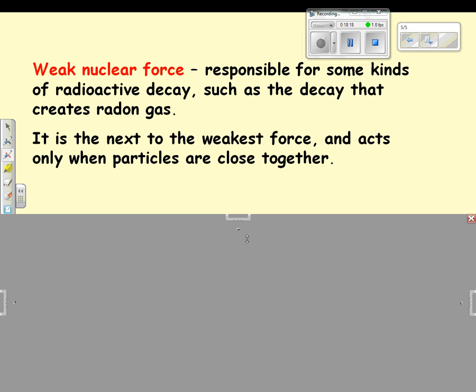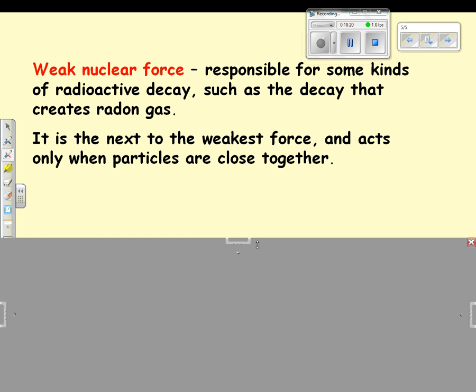Okay, I'm almost done. Hang on, stay with me here. The weak nuclear force is the next to weakest force. It is not the weakest. It is the second weakest. And it acts only when particles are close together. So strong nuclear and weak nuclear are only really in play at really, really short distances.